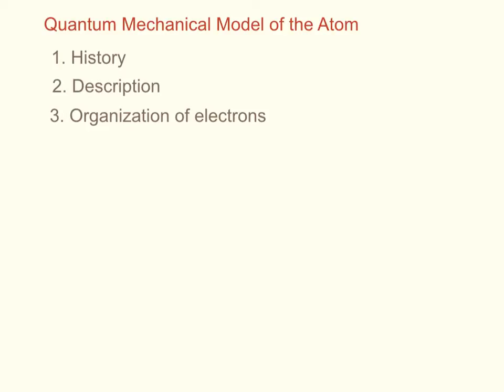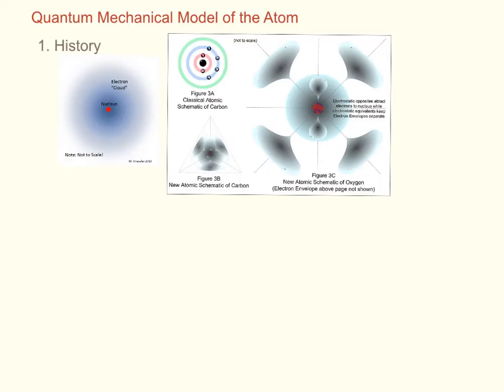In this tutorial, we are going to talk about the quantum mechanical model of the atom. First we will talk about the history of the quantum mechanical model, and then we will describe the quantum mechanical model, and then we'll talk about how the electrons are organized within an atom according to the quantum mechanical model.